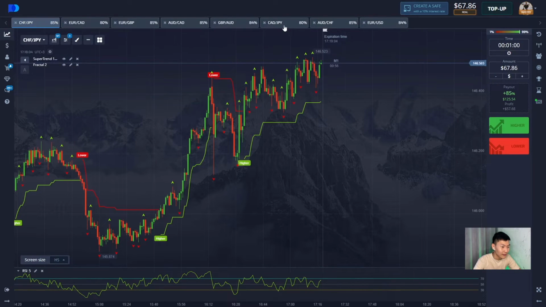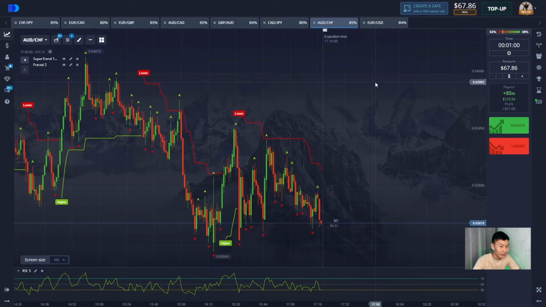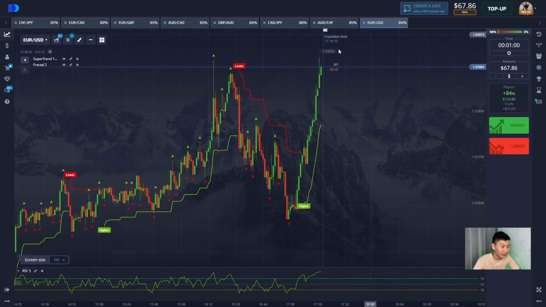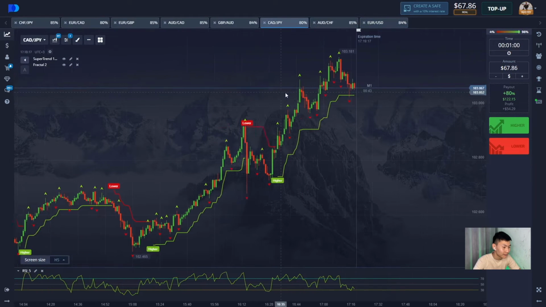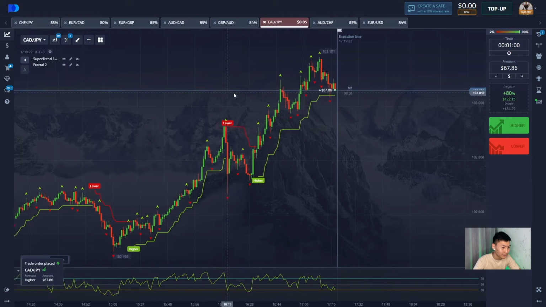So, let's continue our trading session. We already got a nice profit from just $1. There is no stopping here. Let's find another currency pair. We'll look for a better trade entry.